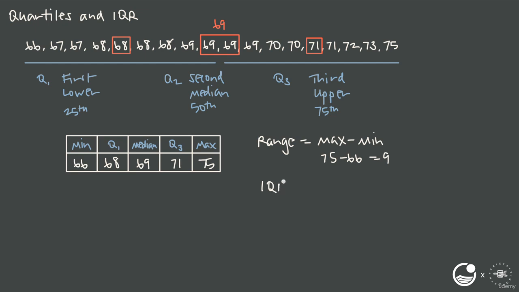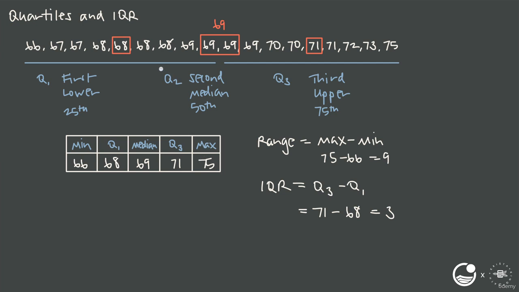The IQR of a data set is equal to the difference between the third quartile and the first quartile. So in our case, 71 for the third quartile minus 68 for the first quartile, or 3. So the interquartile range, or the IQR of this particular data set, is 3. It's Q3 minus Q1, the difference between the first and the third quartiles. So that's what our 5-number summary looks like.